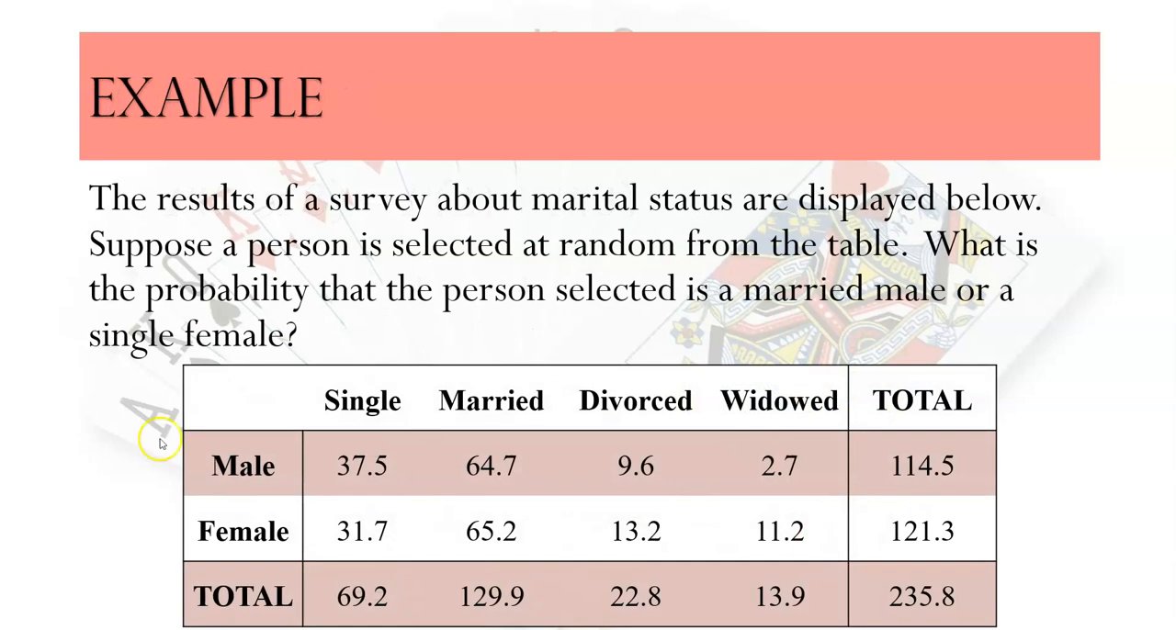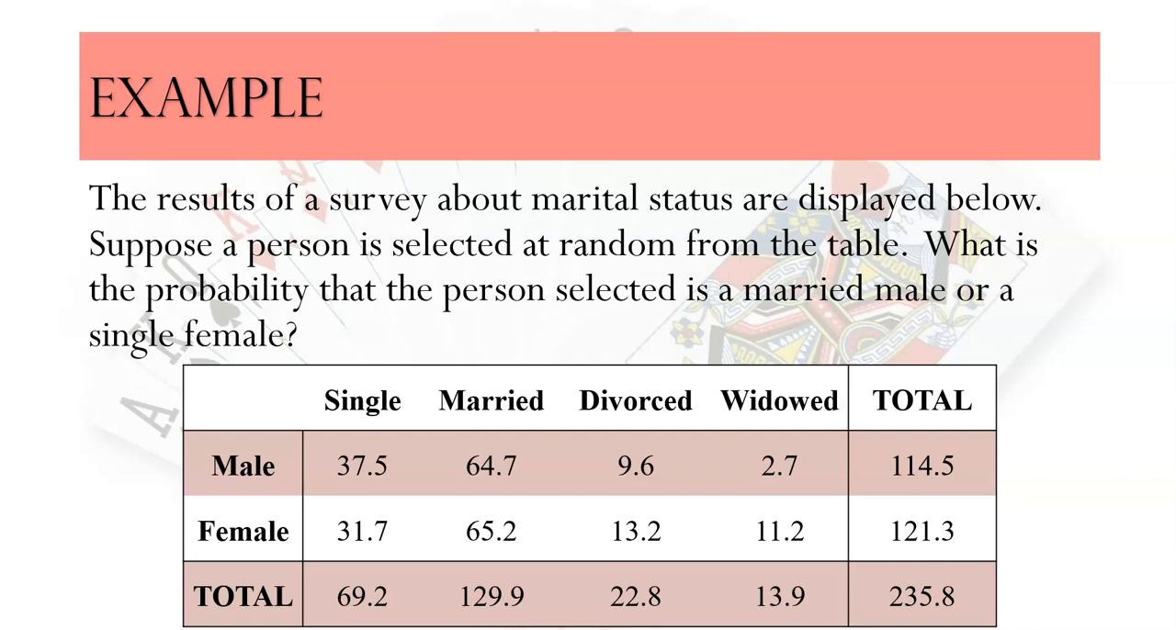In this problem, we're looking at a table with data. So this is a relative frequency probability question. We're going to combine information using this data. It says the results of a survey about marital status are displayed below. Suppose a person is selected at random from the table. What is the probability that the person selected is a married male or a single female? So we're combining it together with an or. We have married male or single female.